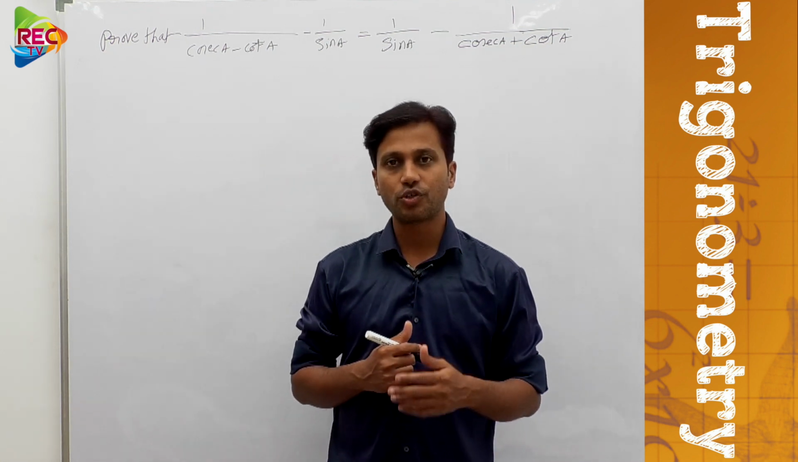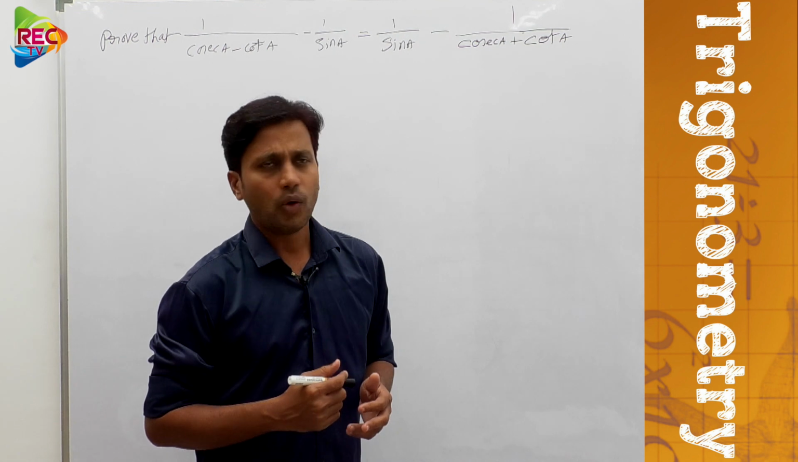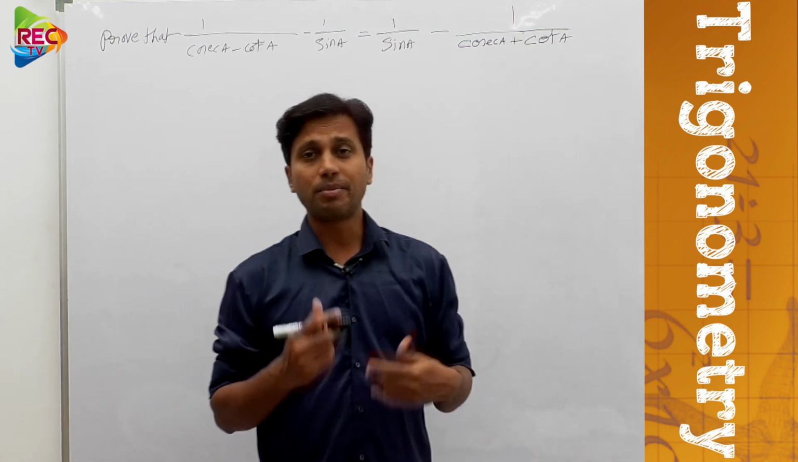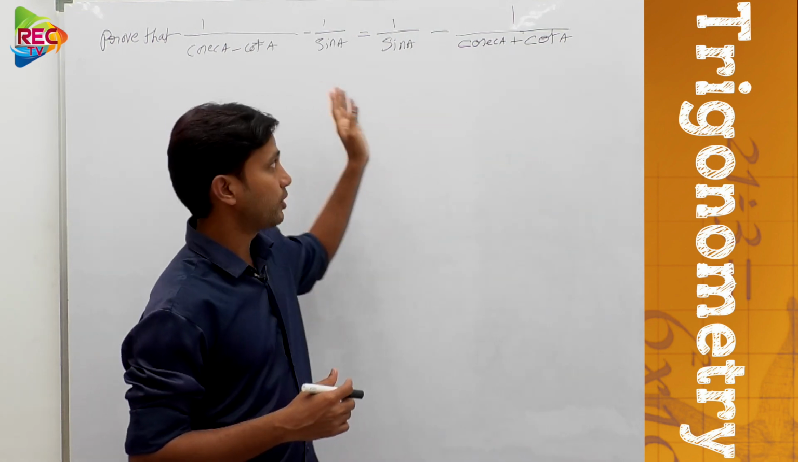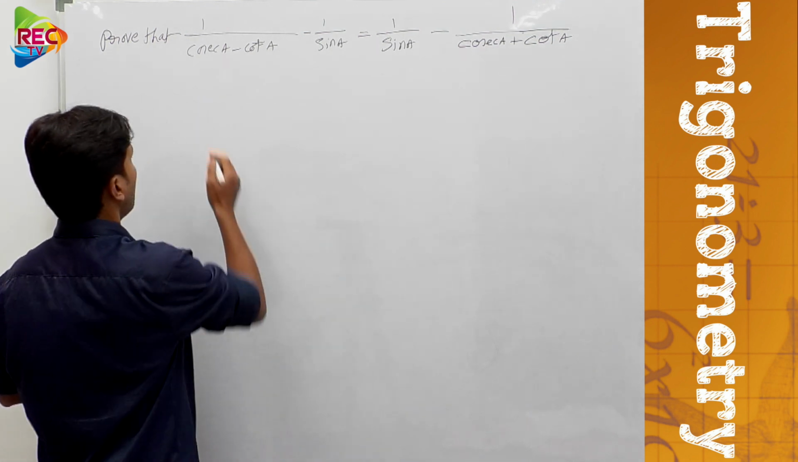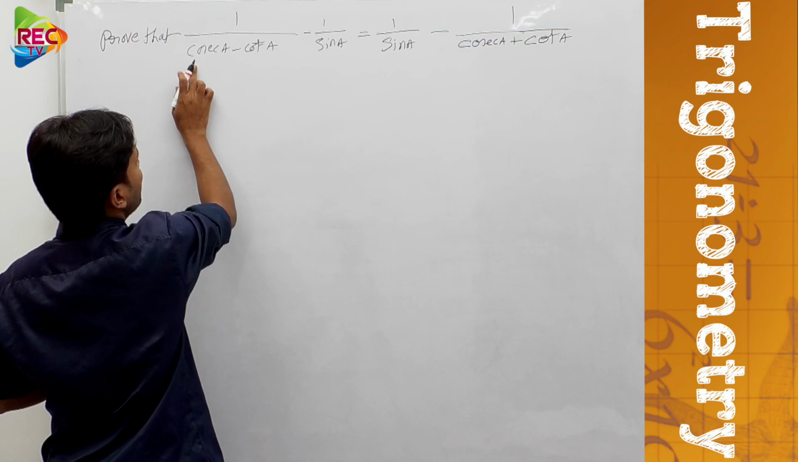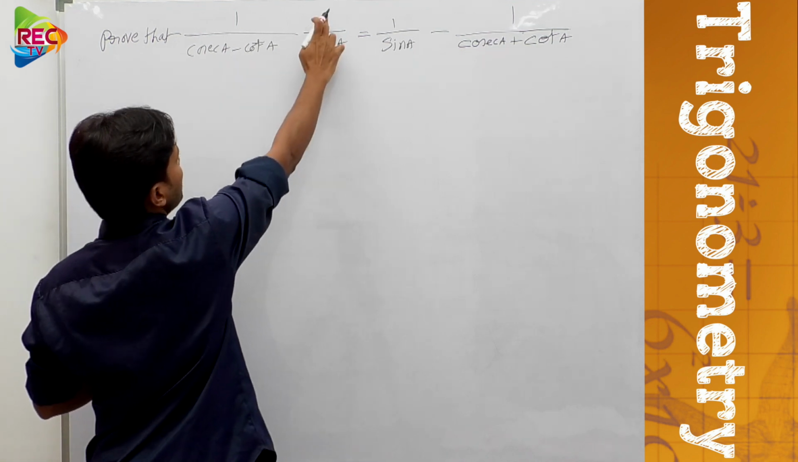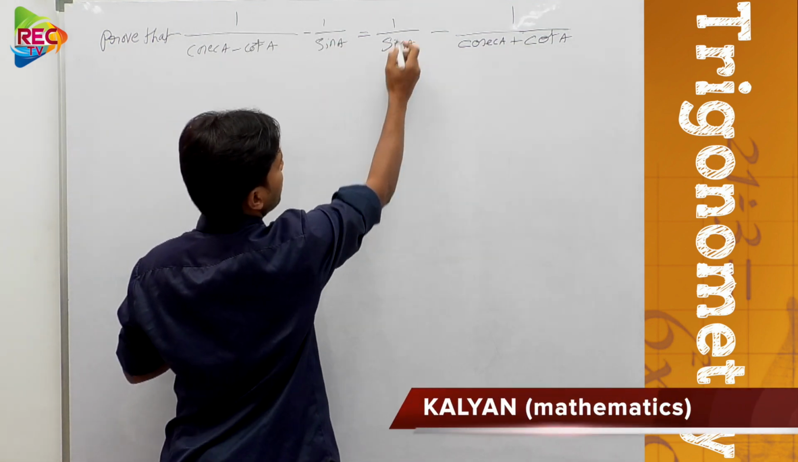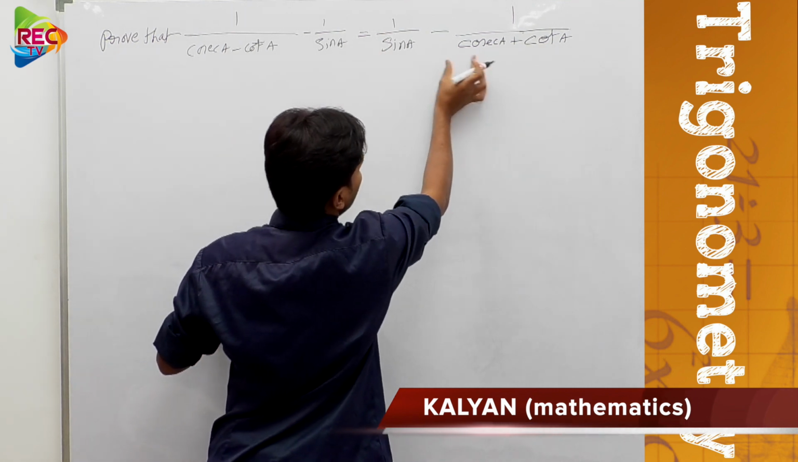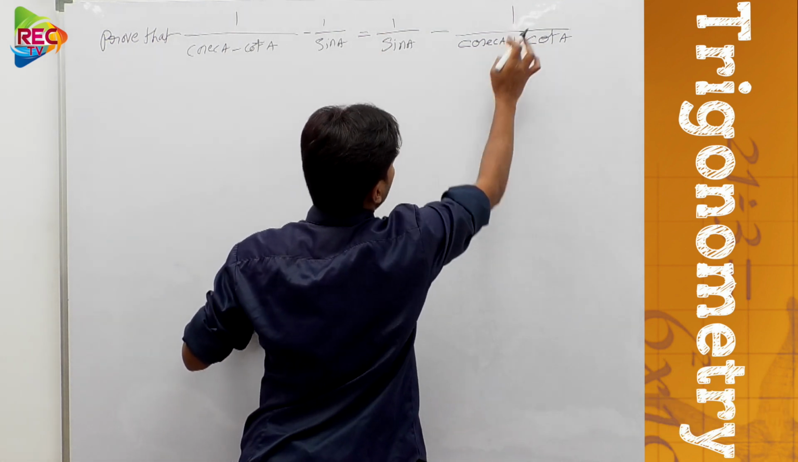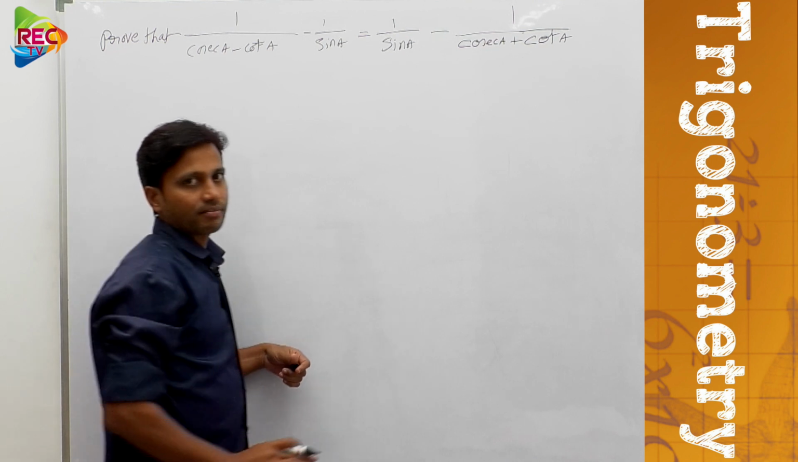In this session also we are going to discuss one different problem on trigonometric identities. Let us solve it. We need to prove that 1 by (cosecant A minus cot A) minus 1 by sin A is equal to 1 by sin A minus 1 by (cosecant A plus cot A).